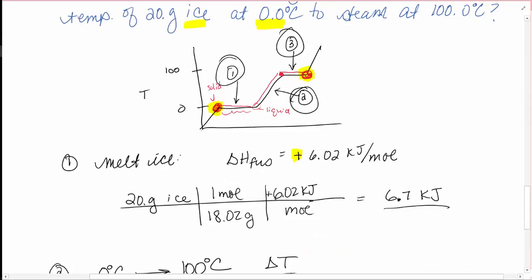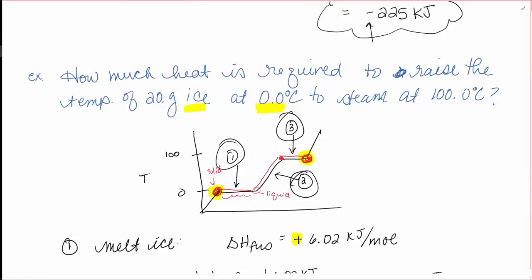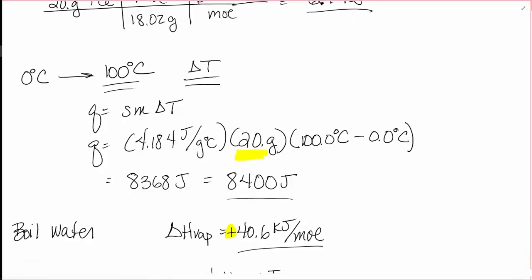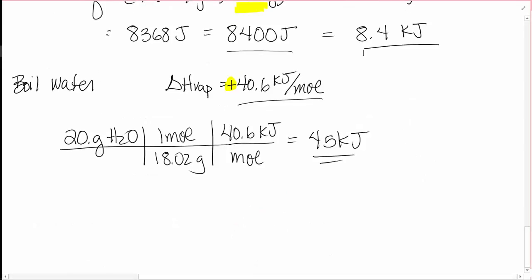So if I go back to my original question, how much heat is required to raise it all the way from ice at 0 to steam at 100? I need to add all of those. So I've got 6.7 kilojoules, 8,400 joules. That's not the same unit, so I might want to convert it into kilojoules. And that's 8.4 kilojoules, so that I have the same unit. And I have 45 kilojoules.